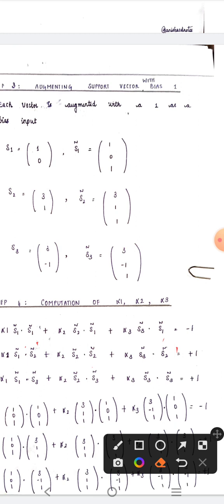And then for the third equation we are multiplying everything with respect to S3 tilde. So alpha 1 S1 tilde dot S3 tilde plus alpha 2 S2 tilde dot S3 tilde plus alpha 3 S3 tilde dot S3 tilde is equal to plus 1, since support vector 3 is a positive label. So we have to substitute all the values into the above equations, and then we have to do the dot product.